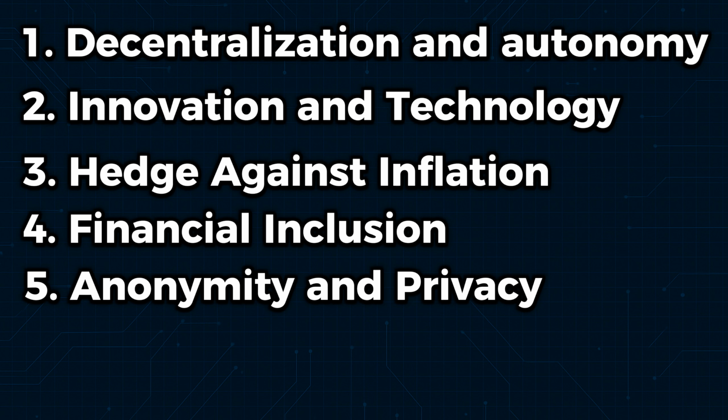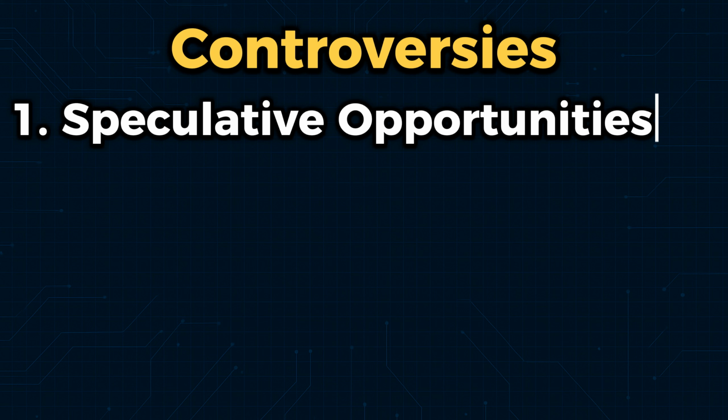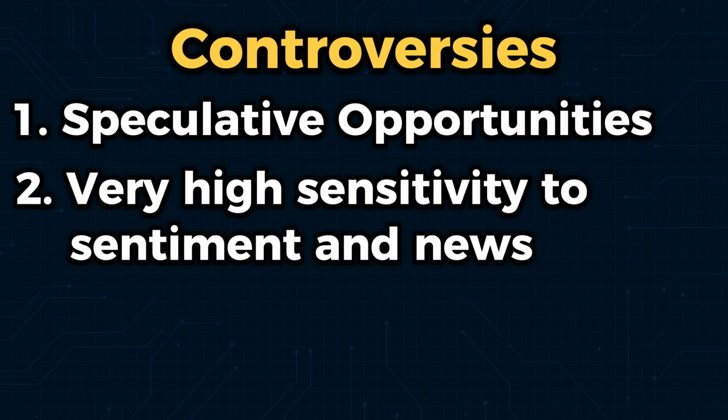Anonymity and privacy. Transactions can offer greater privacy compared to traditional finance, though not fully anonymous. Global access and speed. Borderless transactions that are fast and often cheaper than traditional remittance systems. Among the controversies are speculative opportunities and very high sensitivity to sentiment and news. Actually, these 2 points aren't disadvantages if you know how to use them in your favor. Still, if you only begin trading crypto, these things can bring you problems.